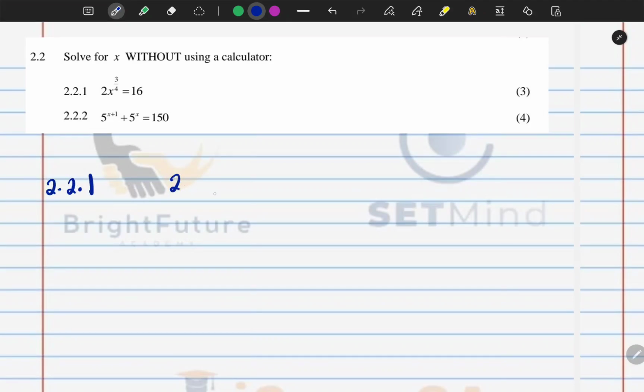So we have 2x raised to the power of 3/4 equals 16. The first thing I'm going to do is divide by 2. This and that will cancel each other, and I'm left with x raised to the power of 3/4. 16 divided by 2 is equal to 8.